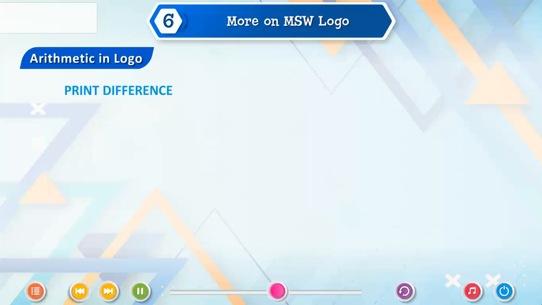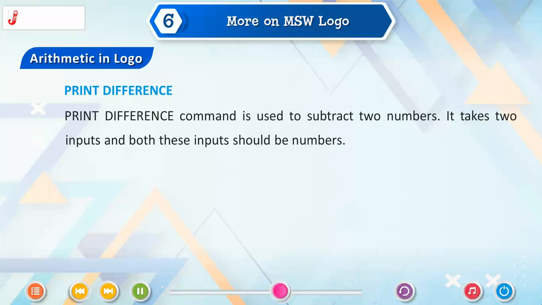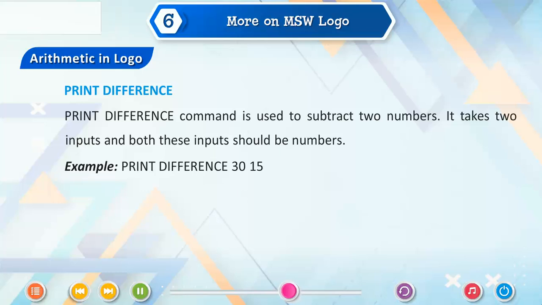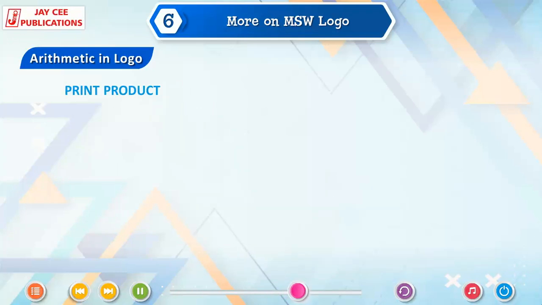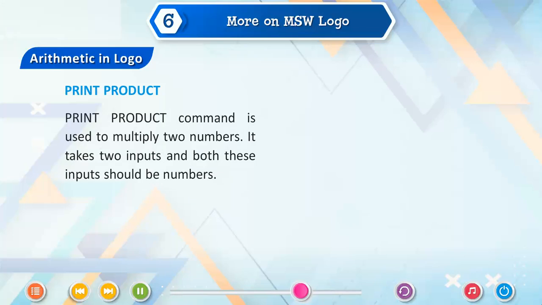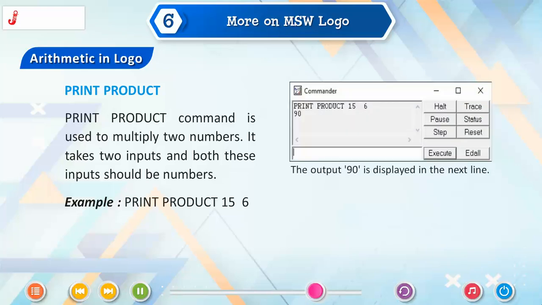Print difference. The print difference command is used to subtract two numbers. It takes two inputs and both these inputs should be numbers. Example: print difference 30 15. The output 15 is displayed in the next line. Print product. The print product command is used to multiply two numbers. It takes two inputs and both these inputs should be numbers. Example: print product 15 6. The output 90 is displayed in the next line.